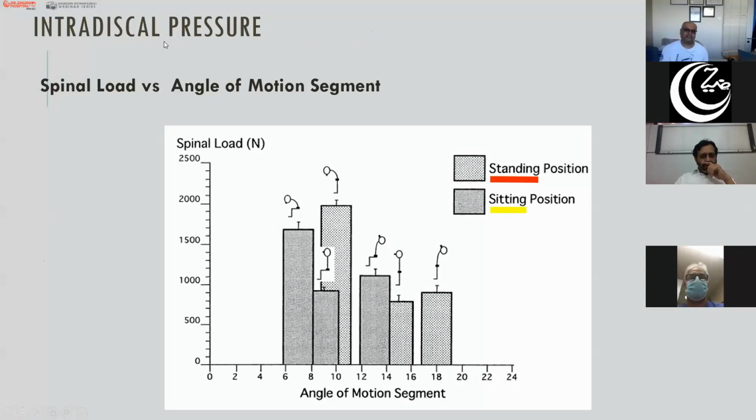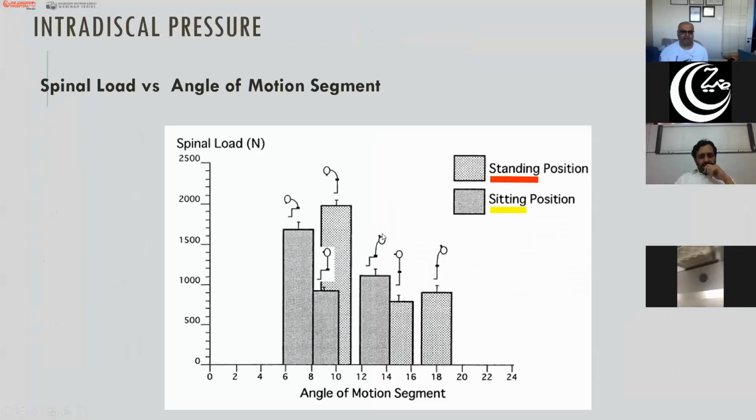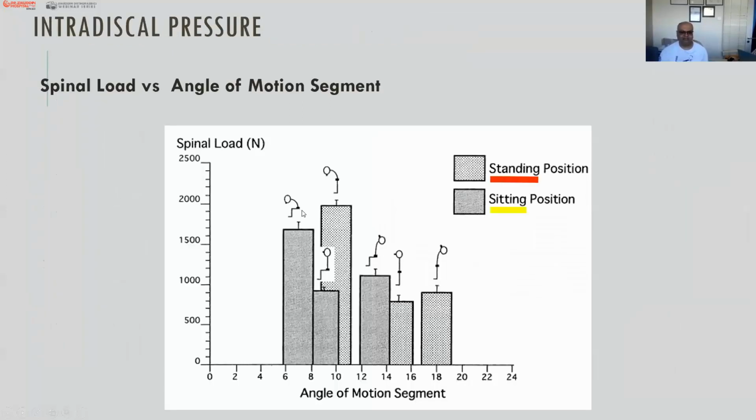Now let's look at intradiscal pressure. When is the intradiscal pressure maximum? You can see that forward bending and sitting increase the intradiscal pressure. This is an old slide from Alf Nachemson's study, and you can see that standing and forward bending, or sitting and forward bending, is the one that increases the disc pressure more.